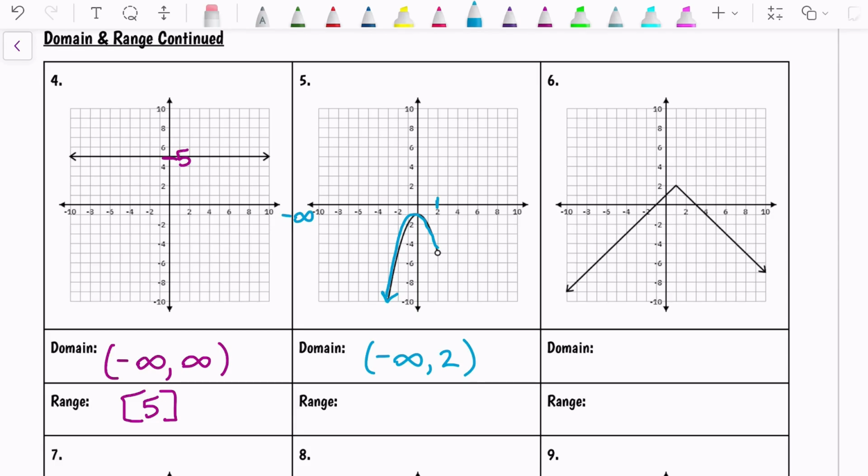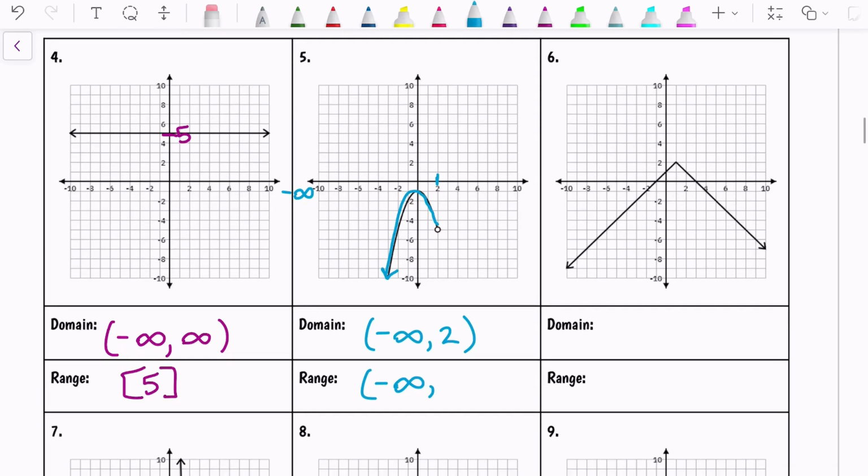The range is a little interesting for this one. It does go down forever, -infinity. And then we say, well, how far up does it go? Well, it doesn't stop at that open circle. It stops right here at -1 because I'm using the y-axis for the range, the x-axis for the domain. And so it goes up to 1. It's part of the graph. It's not open. I use a bracket.